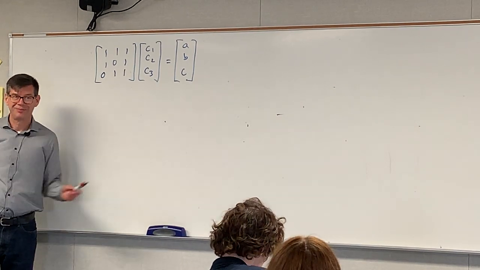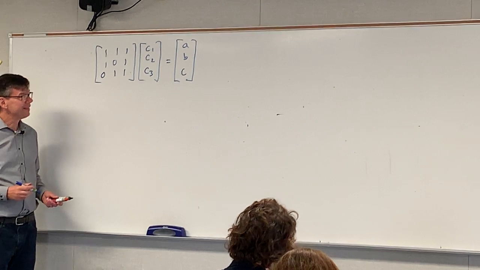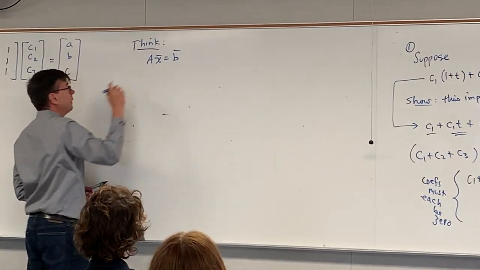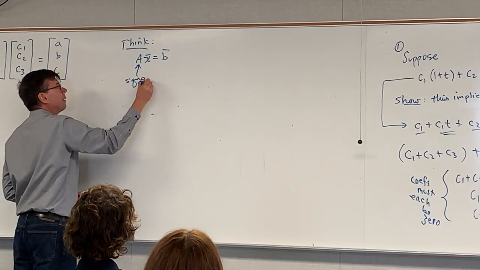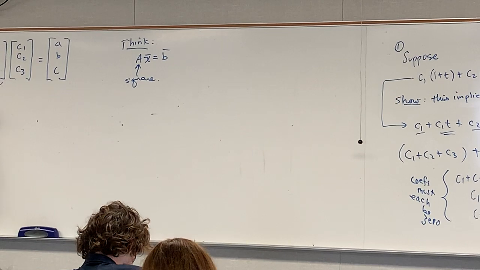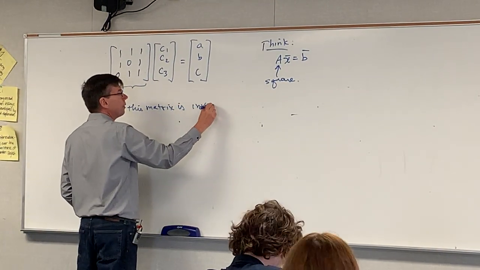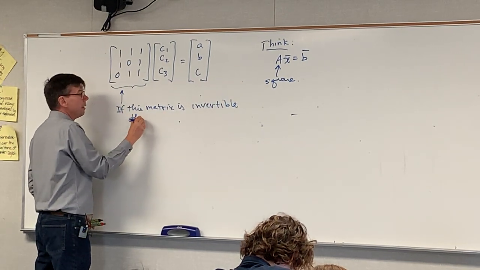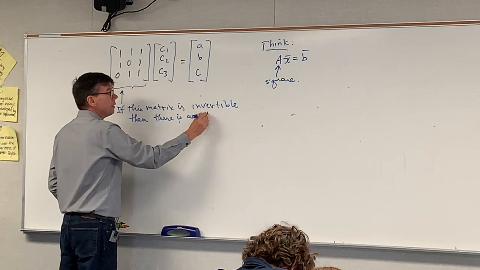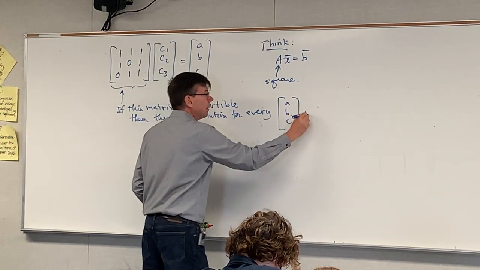What am I going to pull out of my hat? I'm not going to try solving this, right? Our notation looks a little bit different, but you should think Ax equals b. A is square. Invertible Matrix Theorem. If this matrix is invertible, then there is a solution for every a, b, and c in R3 now.